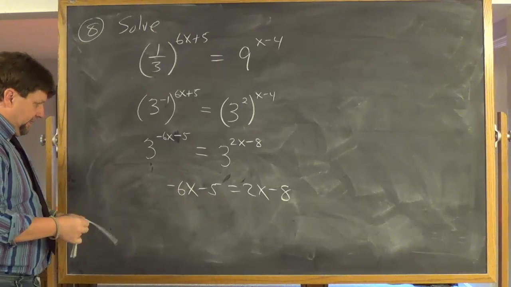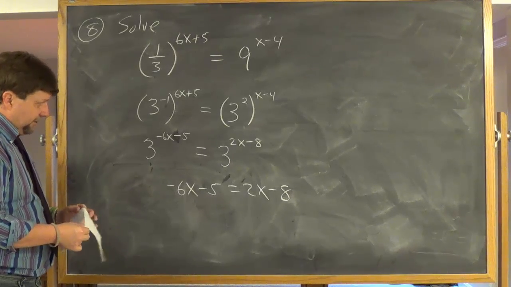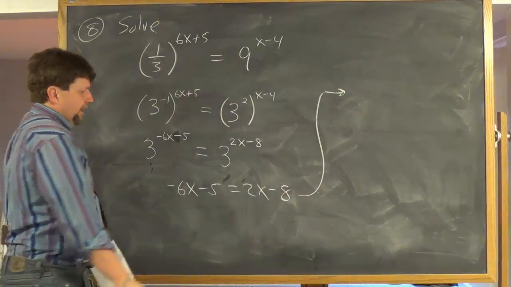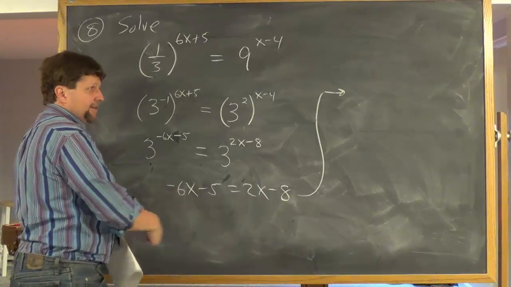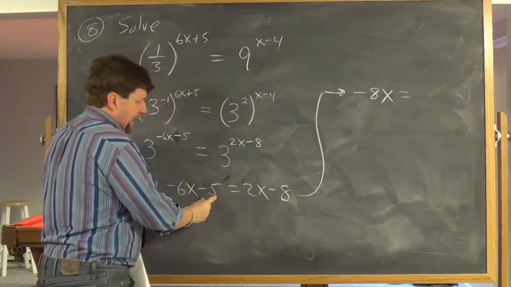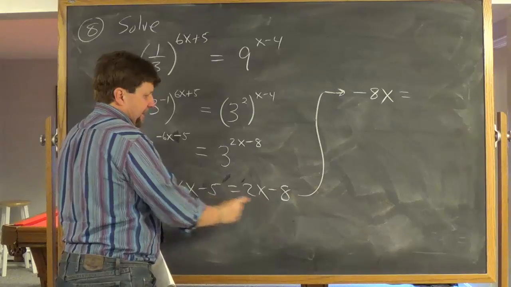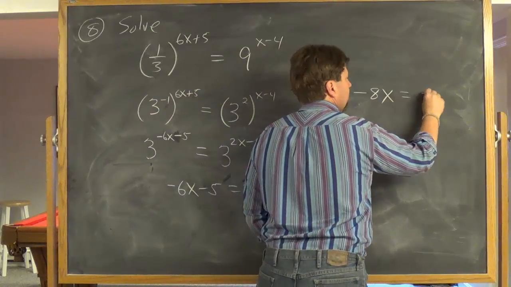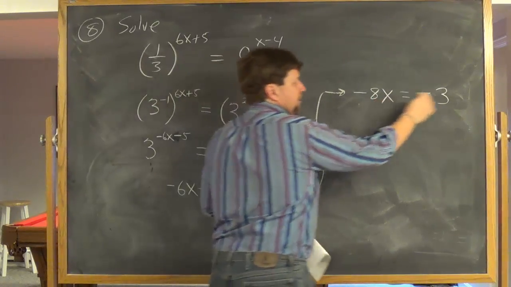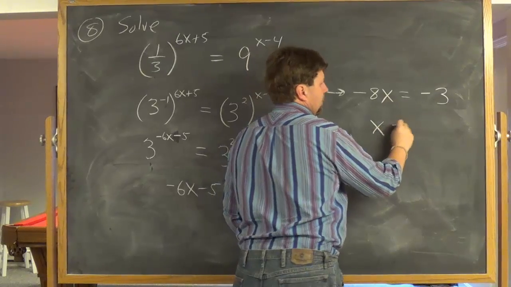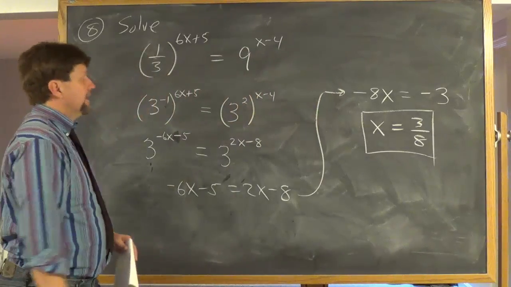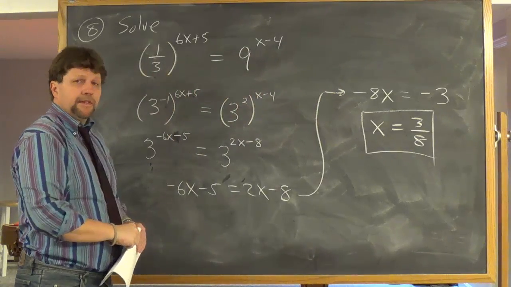and continue to solve. I mean, everyone will solve this differently. I'm going to pull the problem up here because I'm running out of room. I would subtract 2x from both sides. So that gives me a negative 8x. And then I would add 5 to both sides. So if I add 5 to both sides, I have negative 8x equals negative 3. And then finally, I would divide both sides by negative 8 to get x equals 3/8 as the solution to this equation.